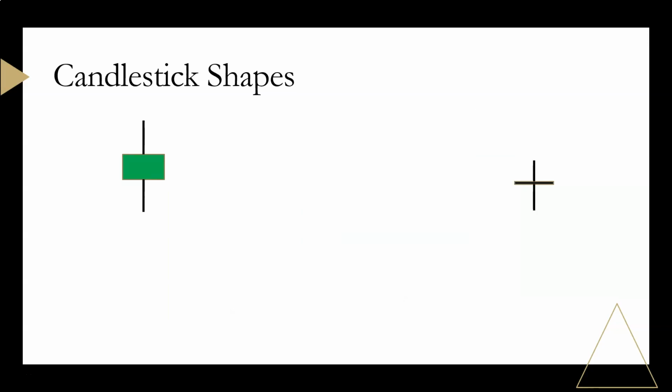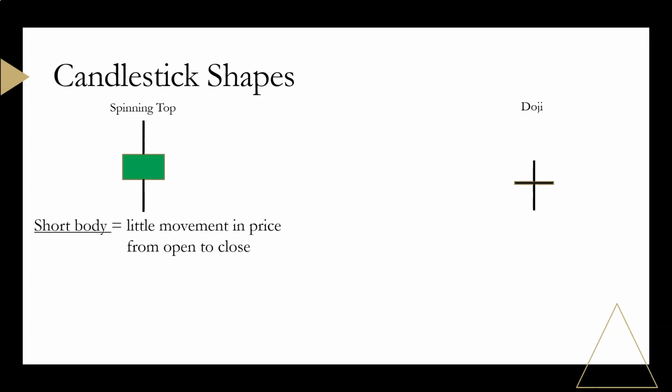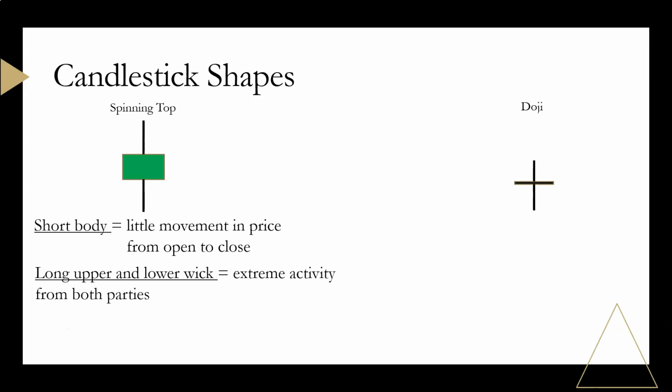Some of these candlestick shapes have names, like the spinning top and the doji. Some characteristics of the spinning top are that they have a short body and a long upper and lower wick, and they're used to identify weakness in one of the combatants. Now, why do you suppose that is?